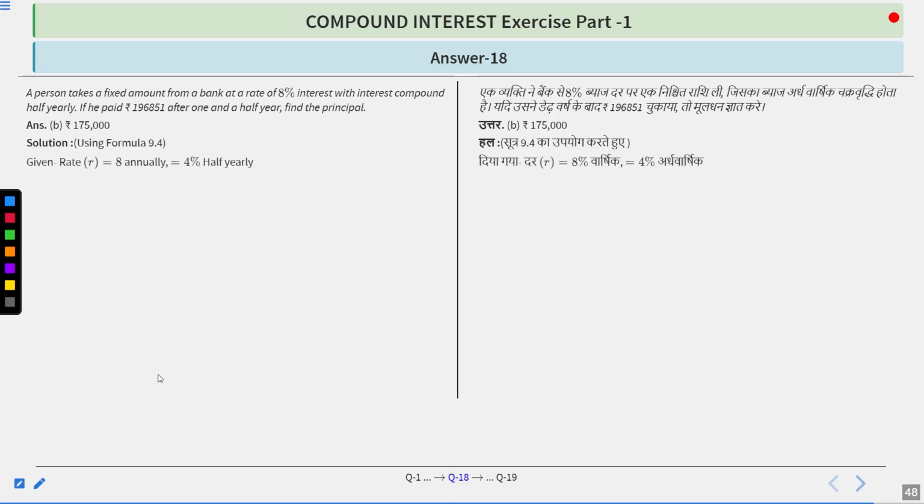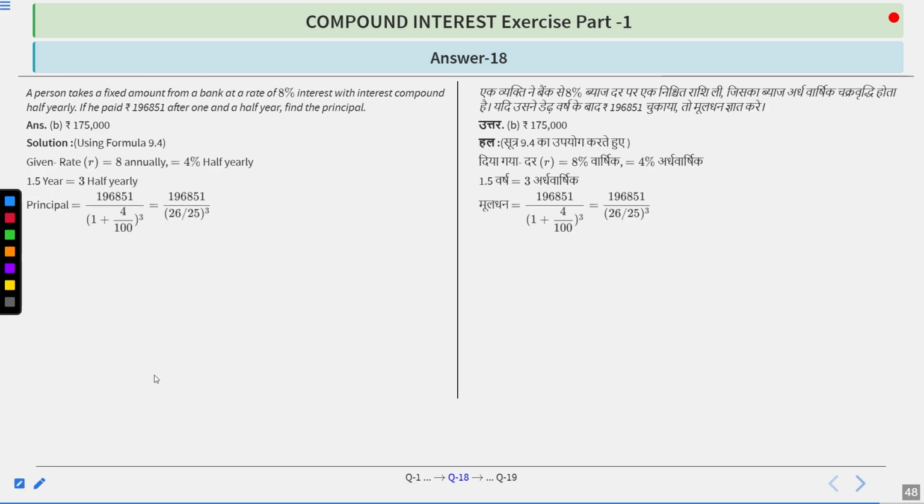Given things were rate that is 8% annually, and that becomes 4% half yearly. Time was 1.5 years, that is 3 half years. So therefore, principal according to formula 9.4 is going to be equal to 1,96,851 upon 1 plus 4 upon 100 whole cube. That is 1,96,851 upon 1 plus 4 upon 100 is 26 upon 25. So 26 upon 25 whole cube.